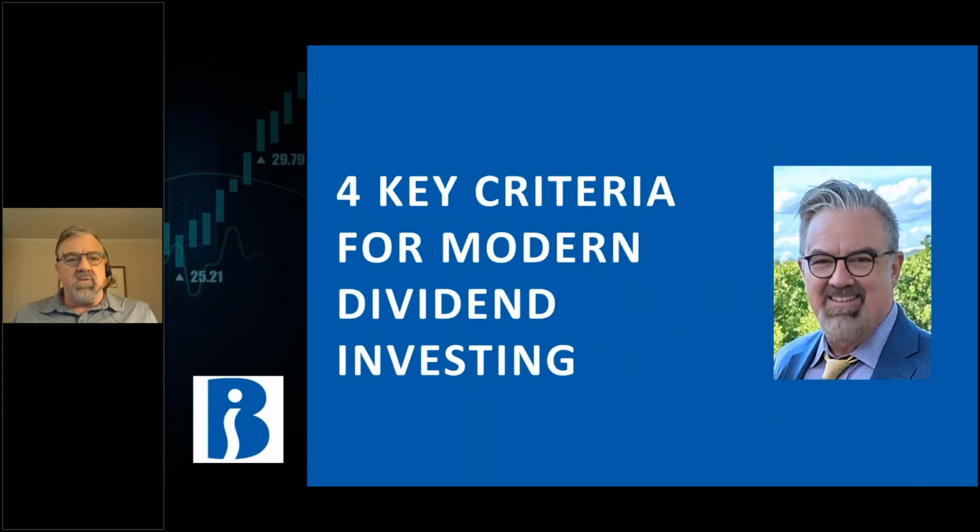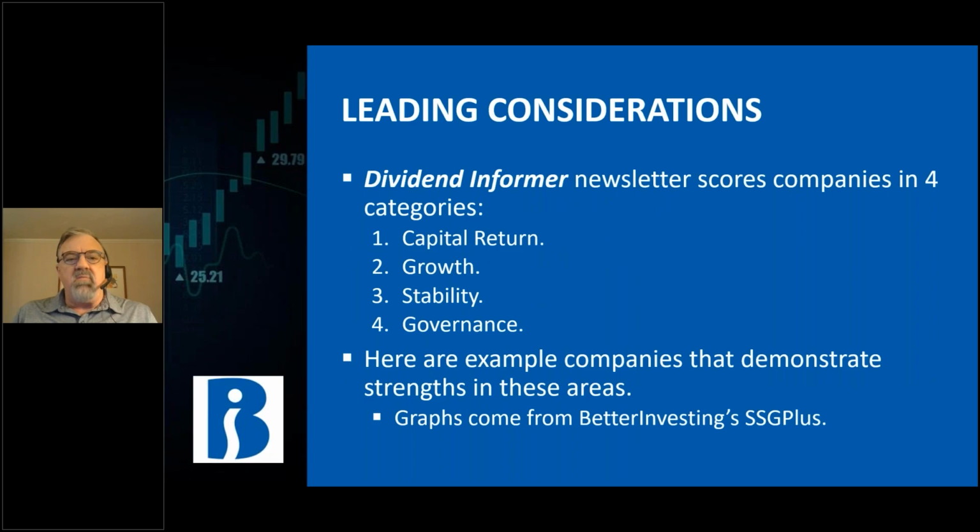So we have criteria that we've established and that we utilize in our newsletter. I'm going to talk about these, and we'll give you some example companies that fit the bill using the scoring system that we utilize in the newsletter. We look at 4 key categories for companies that are considered to be covered in the newsletter. These are capital return, growth, stability, and governance. And we score them all on an A, B, C, or D scale. Very rarely will a company that scores D in any of these categories be included. And needless to say, if they fail completely, they're not in the running whatsoever.